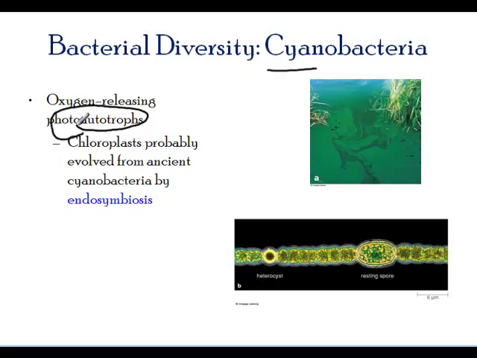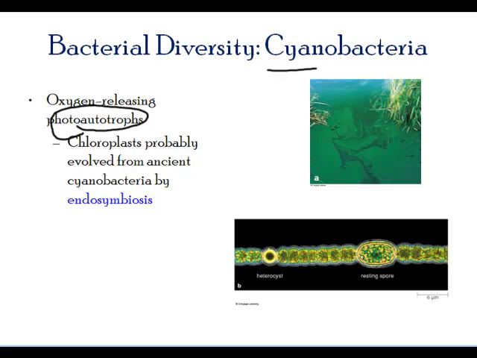Remember, the word auto means self, so they have pigments in them and they can form their own food. They were the first ones to actually inhabit the earth. Over time, in the early era of the planet, we had very little oxygen, and there was more carbon and more of the other gases.